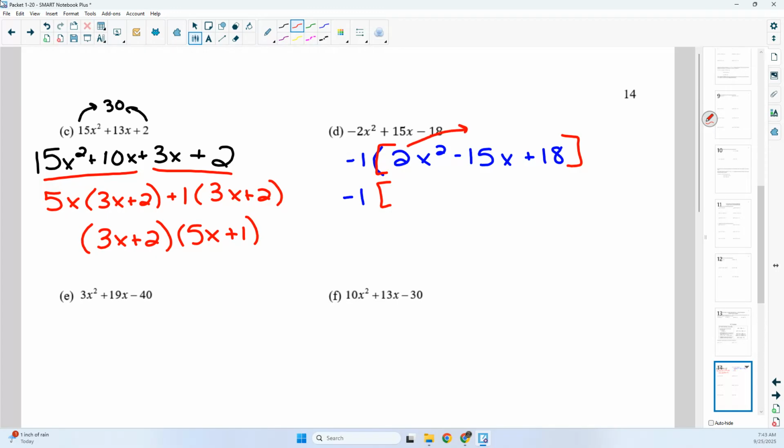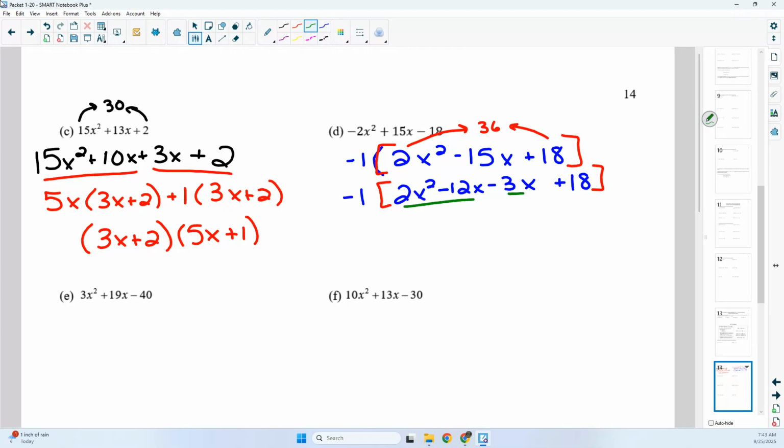So now I have 36 as my goal number. This one's a little trickier. I don't think these are the most common factors of 36 that we would think of. But 12, negative 12, and negative 3 will work. So I'm going to do negative 12x, negative 3x, and then I can go from there.